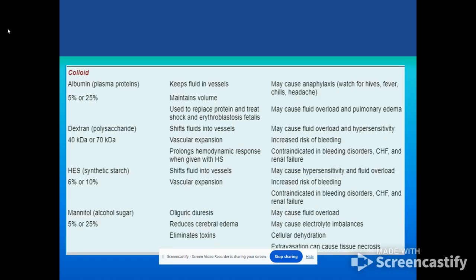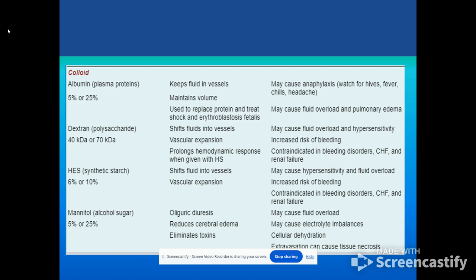Colloids. Colloids are solutions that contain very large molecules that do not pass through the cell membrane. They remain in the intravascular compartment and expand the intravascular volume. So things like this are albumin, 5 or 25% albumin. It keeps fluid within the vessels and maintains volume. This is typically used in patients with shock as it is a volume expander.